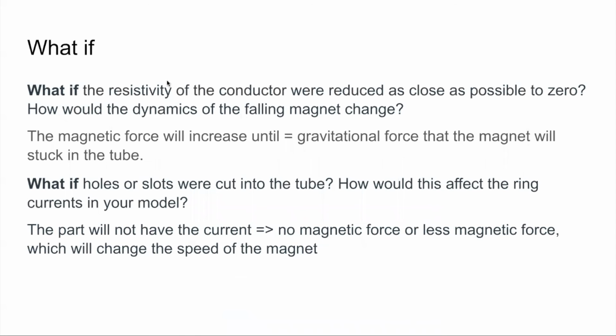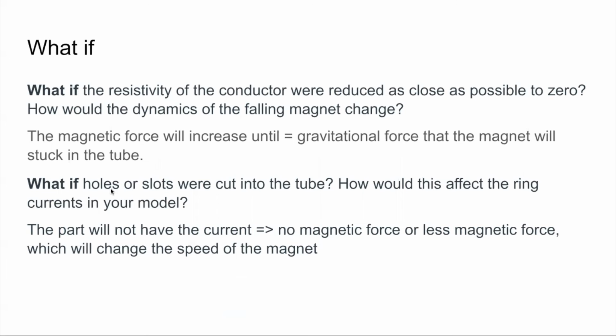What if problem: what if the resistivity of the conductor were reduced as close as possible to zero? How would the dynamics of the falling magnet change? The magnetic force will increase until it almost equals the gravitational force. Then the magnet would actually get stuck in the tube and would not be able to fall down.